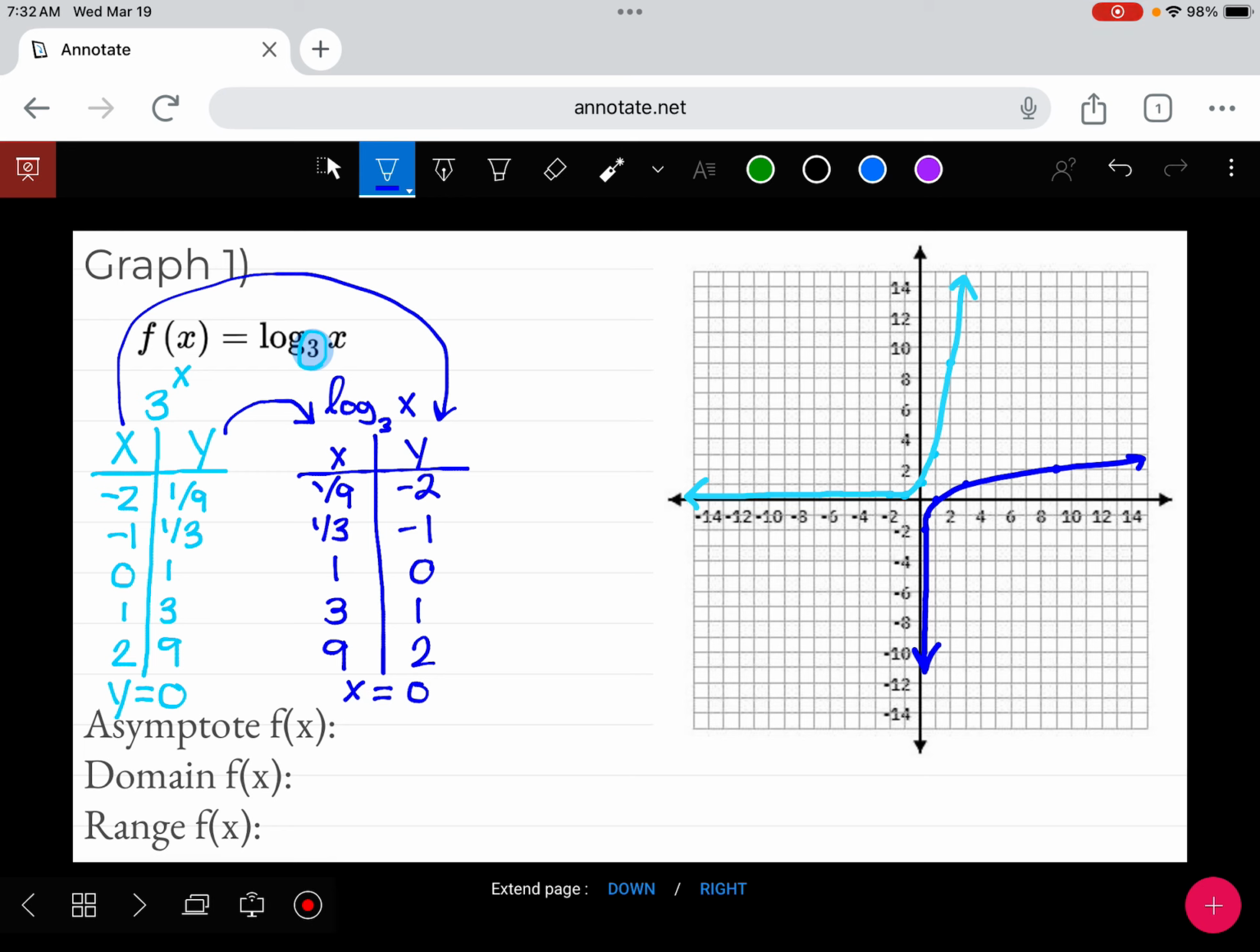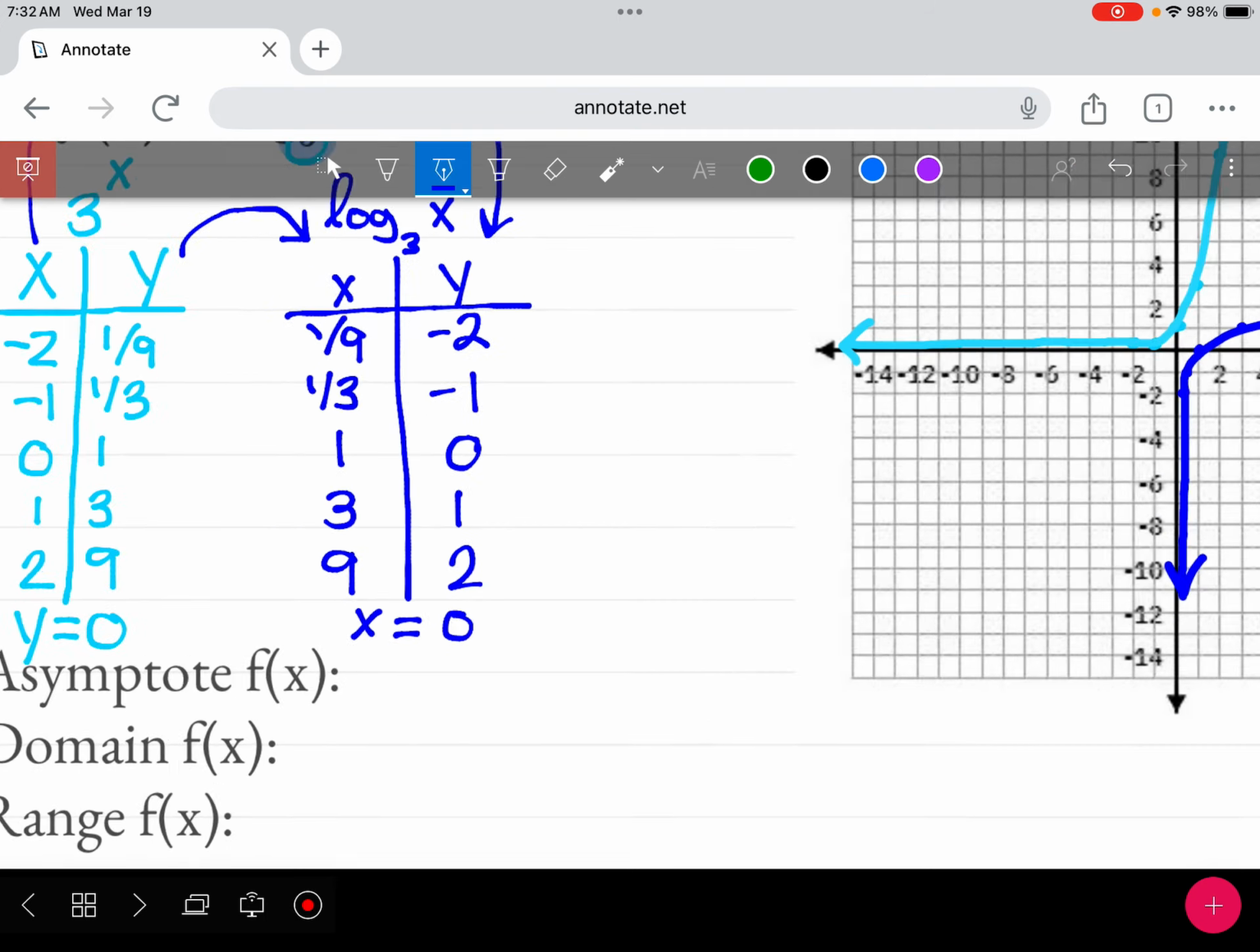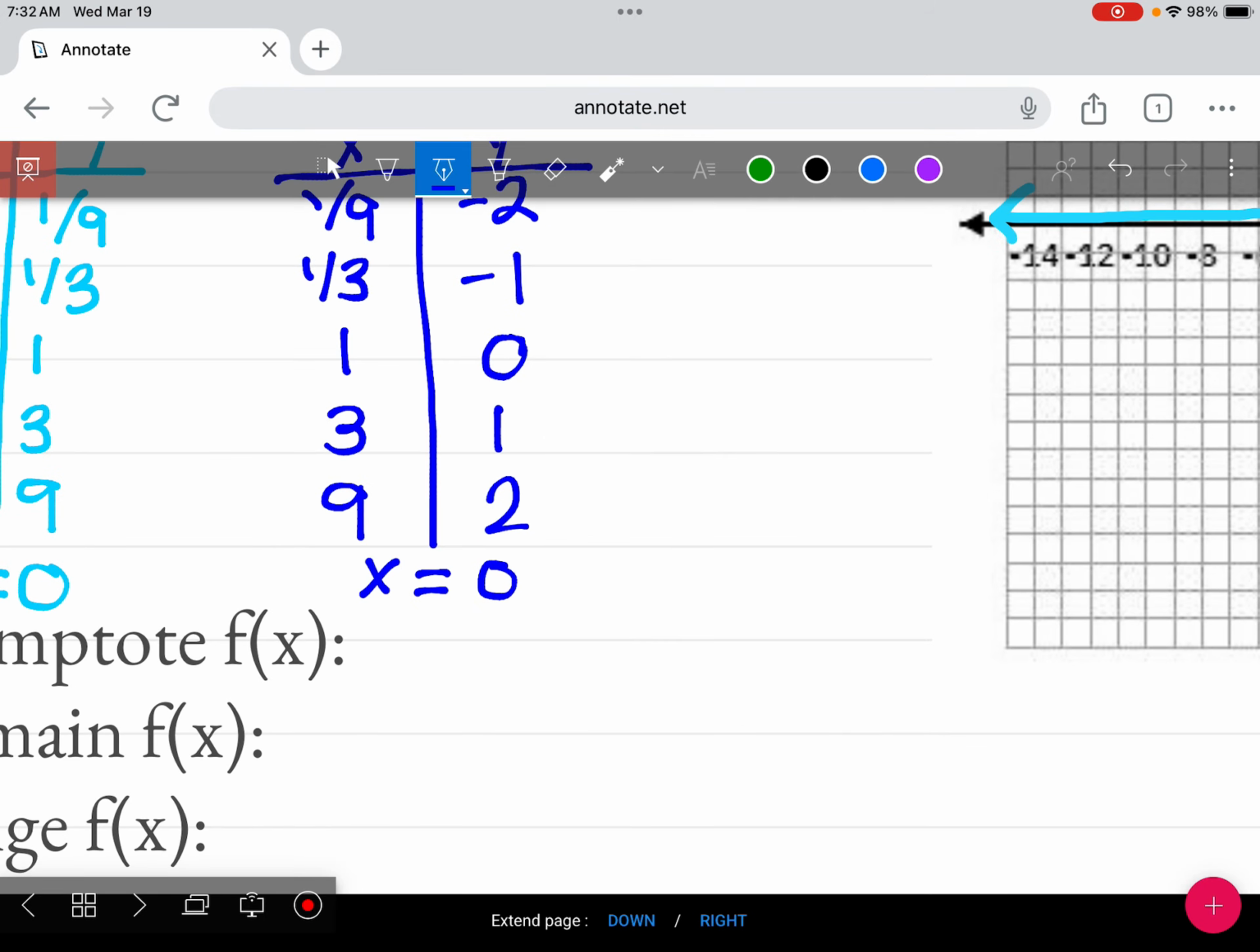These are inverses of each other. And we could see that if I folded this diagonally, like if I could digitally take this and fold it crosswise, diagonal, they would line up exactly, which is what happens with inverses. So our asymptote on our logarithms is going to be a vertical asymptote, so it's going to be up and down. For our parent functions, our asymptotes are always going to happen at x equals 0.